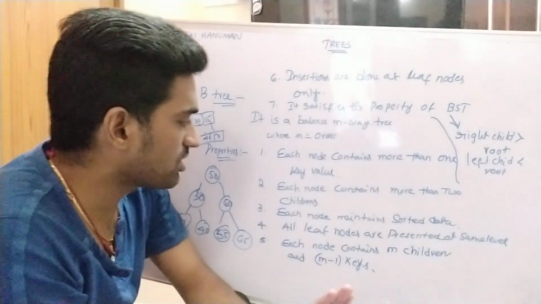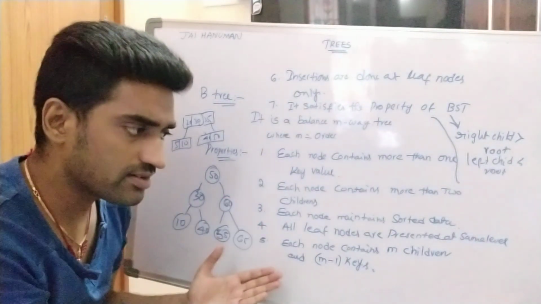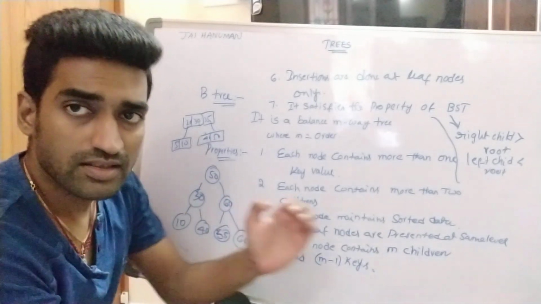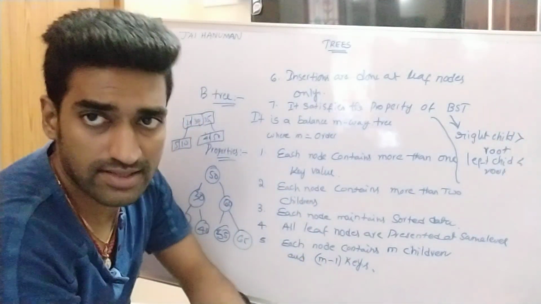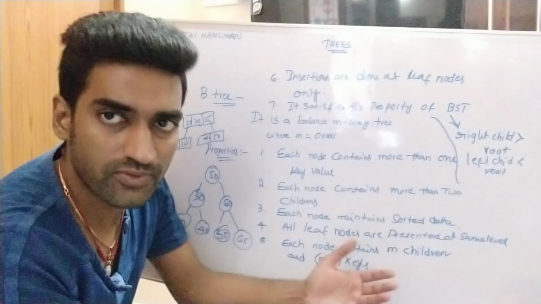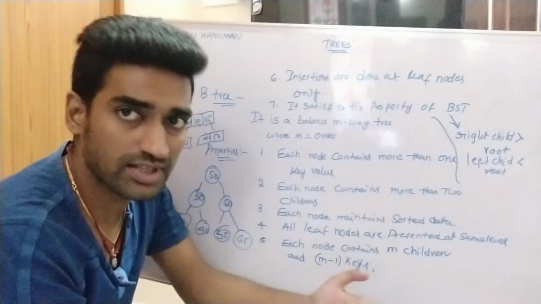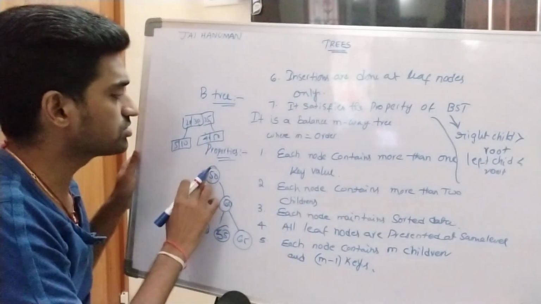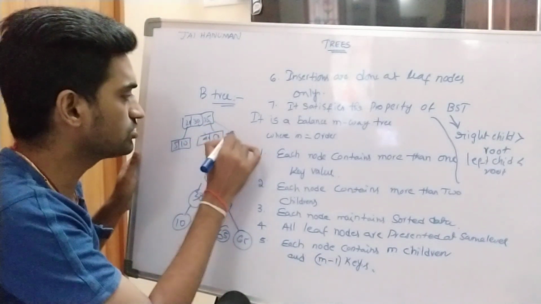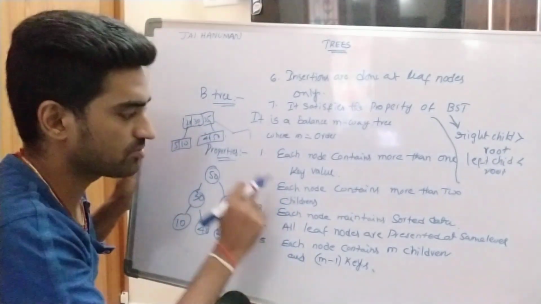Then what is the second property? Each node contains more than two children. For binary trees, binary search trees, as well as AVL trees, a node contains at most two children, which means it contains 0, 1, or 2 children. That is the property for binary trees, binary search trees, and AVL trees, and heap trees also. Coming to B trees, each and every node can contain more than two children. So this is the second property.